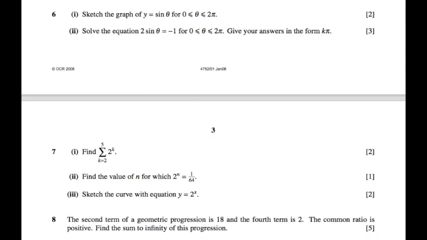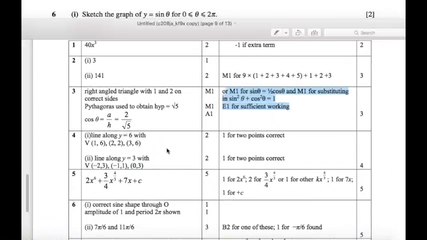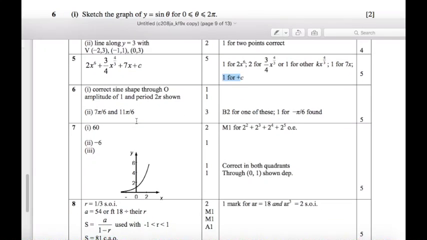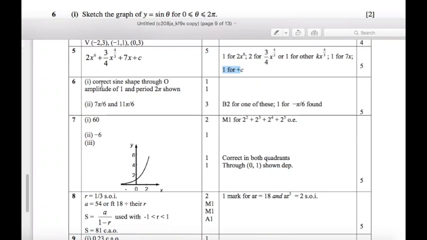Right, let's catch up with the mark scheme. So there we can see solutions for that. So 5 marks for doing all of that, 1 for the first term, 2 for the second term, 1 for 7x and 1 for plus c. So this part, a correct sine shape through 0, amplitude of 1, period 2 pi, and then 3 marks for that.